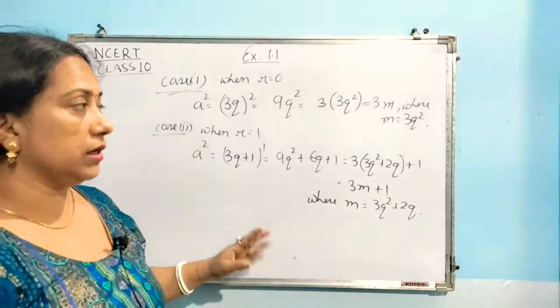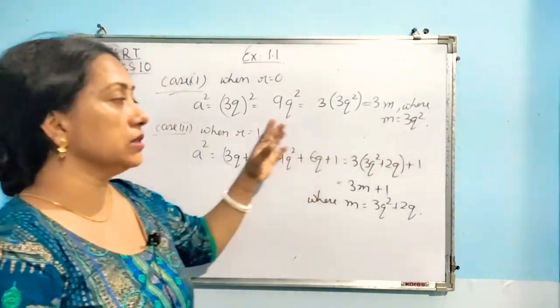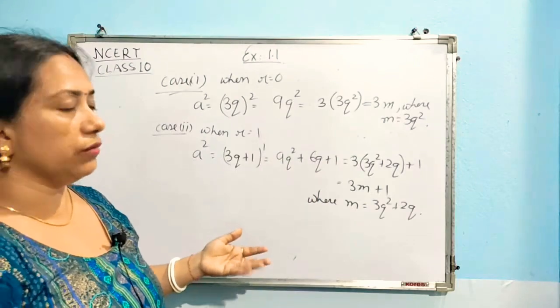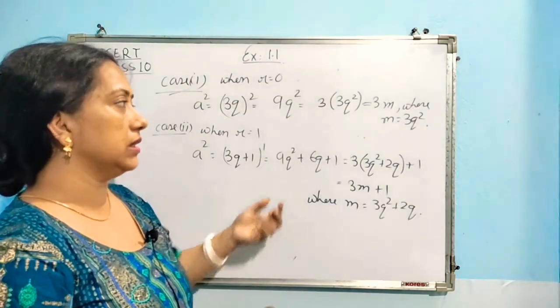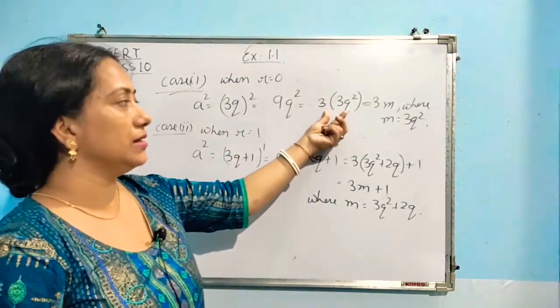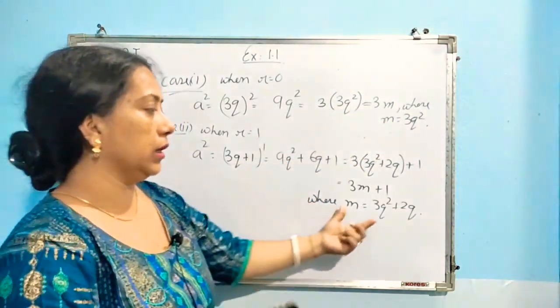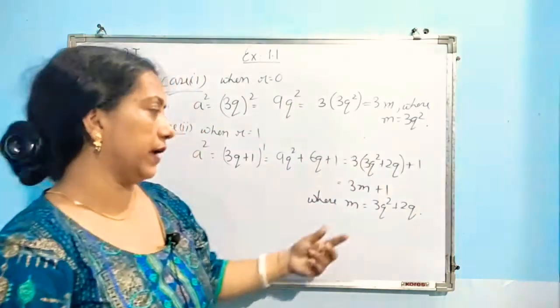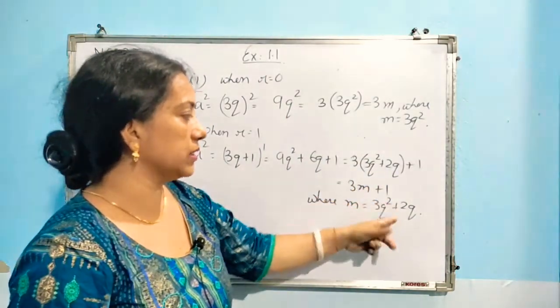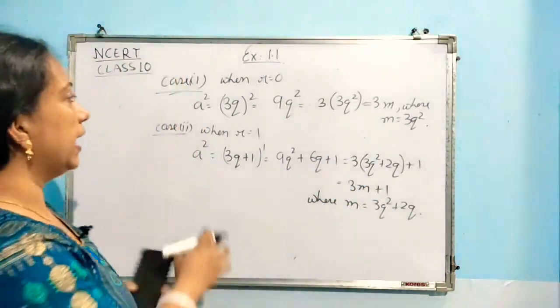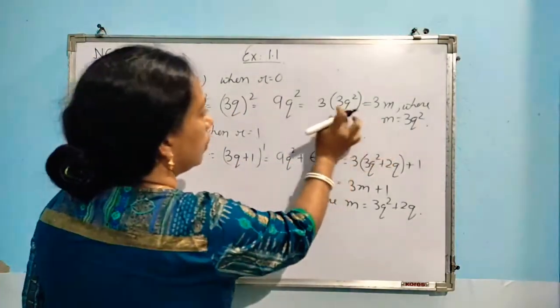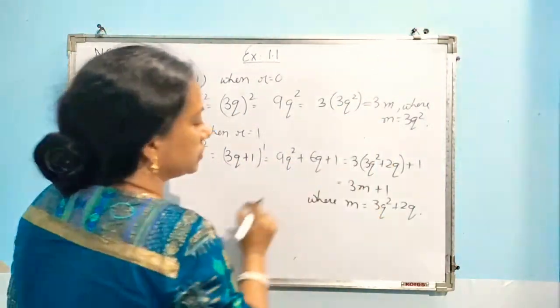See here, I am going to tell you something. m is not considered to be a fixed value. We can consider m to be any integer, isn't it? So 3q square is going to be an integer, so I am considering this one as m. It has to be in the form. Don't bother about the values of m. Here also 3m plus 1, where m is equal to this much. So we have expressed that a square is in the form 3m here, and in the form 3m plus 1 here.